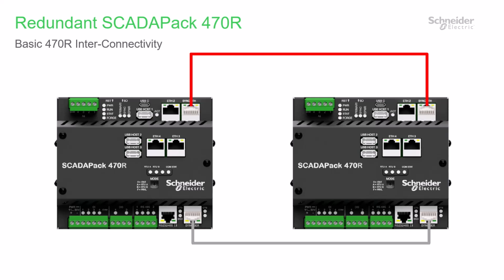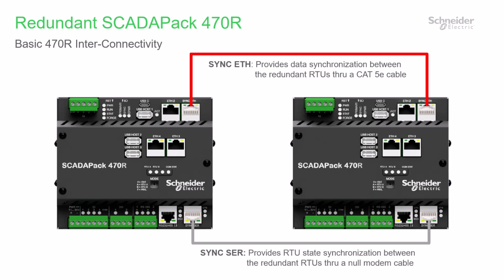Here's a close-up look at the redundant SCADAPack 470R hardware and the interconnecting cables. One 470R will be configured as RTU-A and the other as RTU-B. The currently active RTU is called the primary, and the other is the standby RTU. An Ethernet cable between the sync Ethernet ports of the two RTUs provides data synchronization using a provided Cat5e cable, and a serial null modem cable between the sync serial ports provides RTU state synchronization. Multiple LEDs are also provided on both devices to inform the user about current redundancy status.